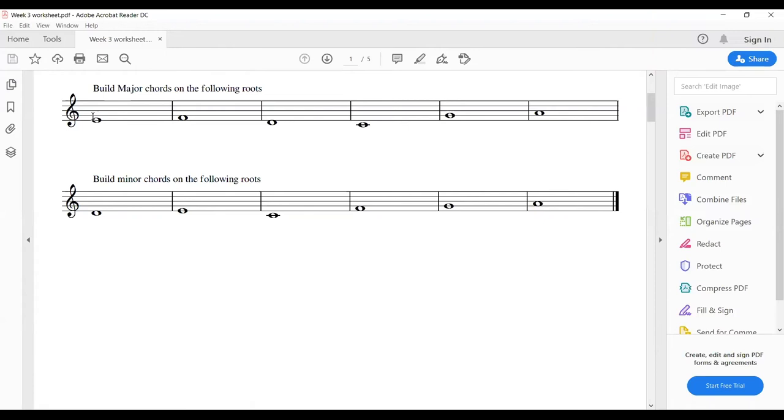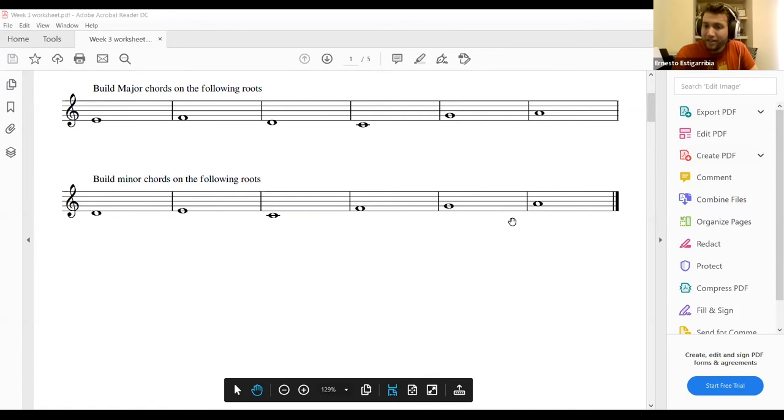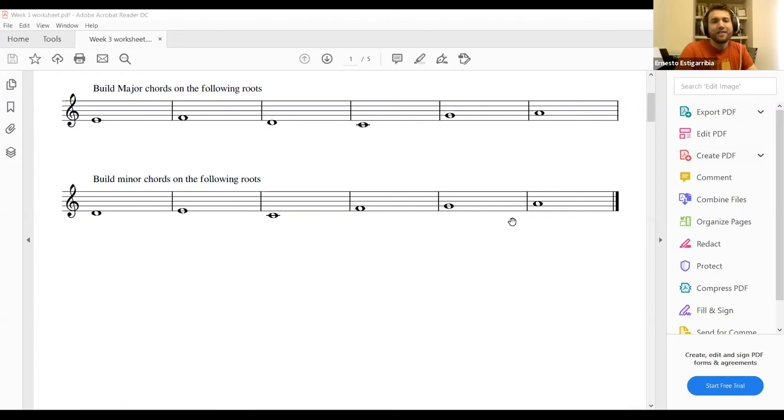Someone else wants to tell me the F major chord, the next chord? Some of the invisible people here? Josie, Evan, Isabella, Josefina, anyone? I have a secret chat. Oh! Josefina says F, A, and C. That is precisely correct. F major chord is F, A, and C. Okay, excellent. Let's do the same with minor chords.